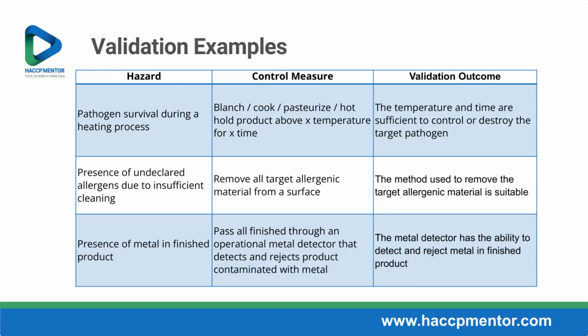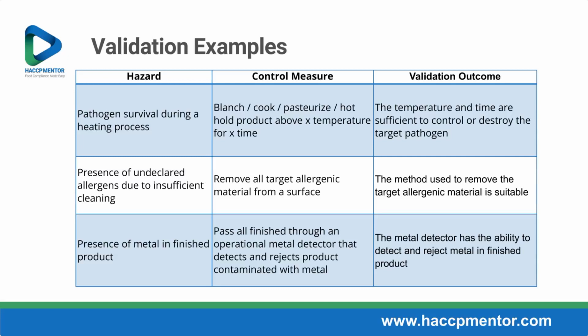And then our validation outcome. This is what we need to go and validate. So we're asking that question: we need to validate that the temperature and the time are sufficient to control or destroy the target pathogen. Again, you need to be very clear on what pathogen you are trying to control. Is it Salmonella? Is it E. coli? Is it Listeria? Is it Clostridium? Is it Bacillus? You just need to be very clear on that.